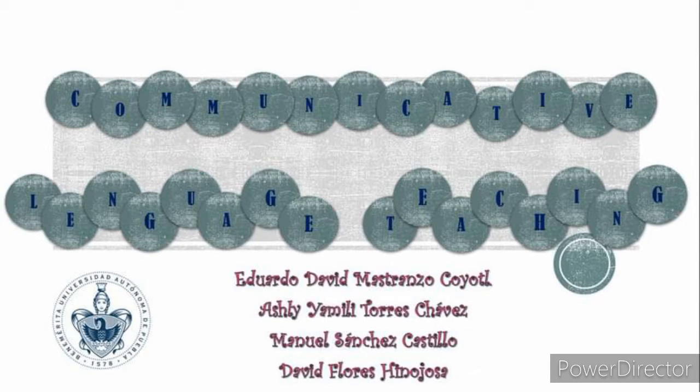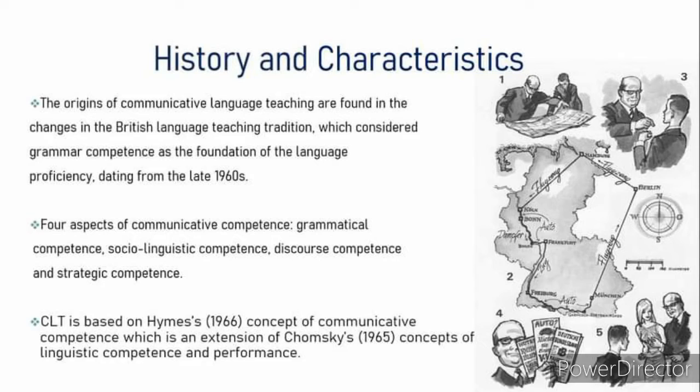Communicative language teaching. History and characteristics. The origins of communicative language teaching are found in the change in the British language teaching tradition, which considered grammar competence as the foundation of language proficiency, dating from the late 1960s.